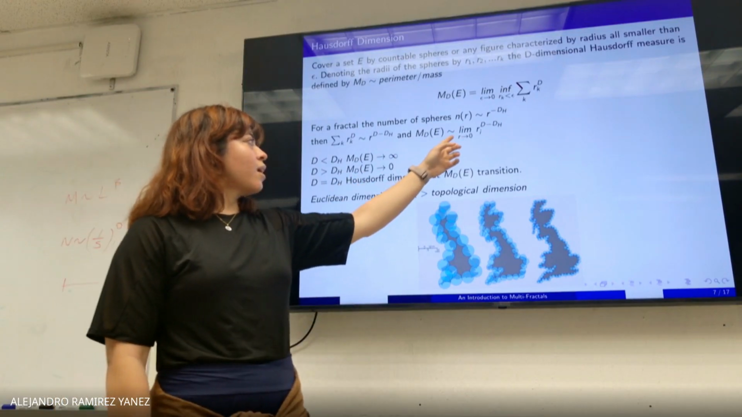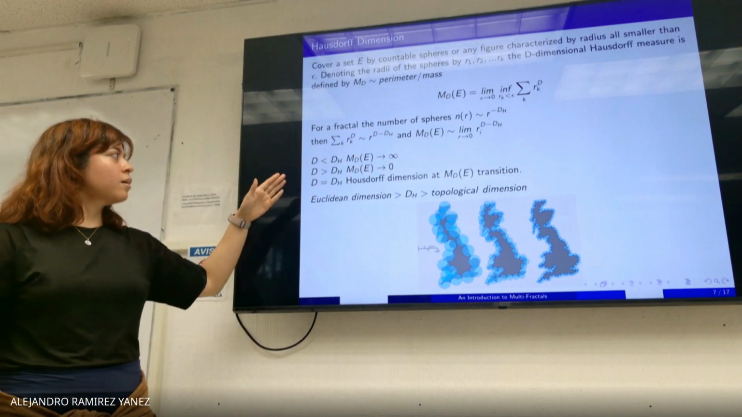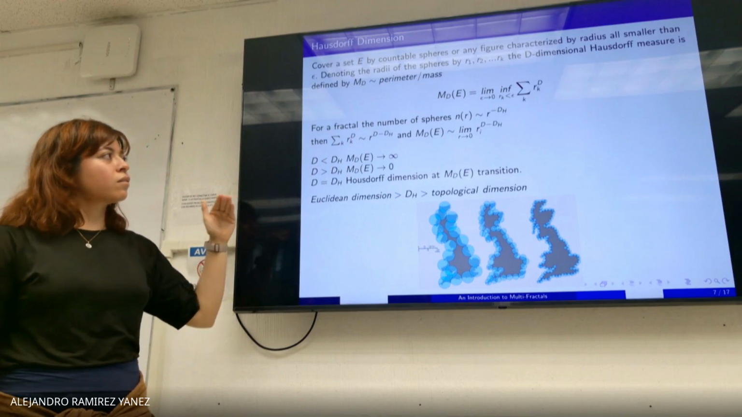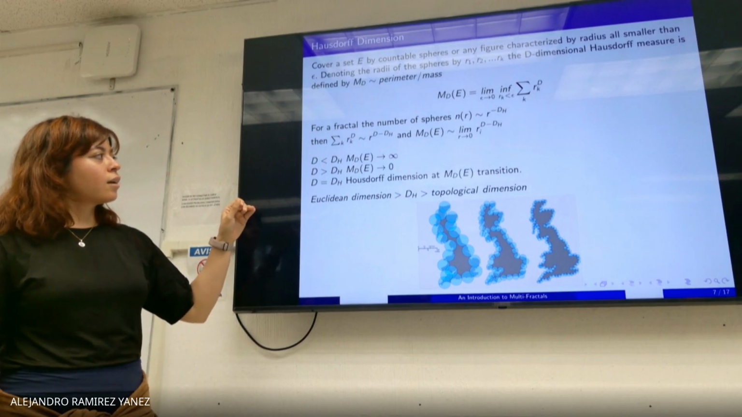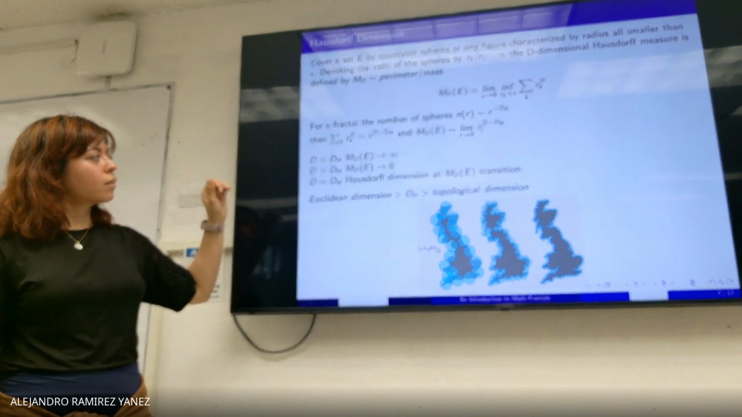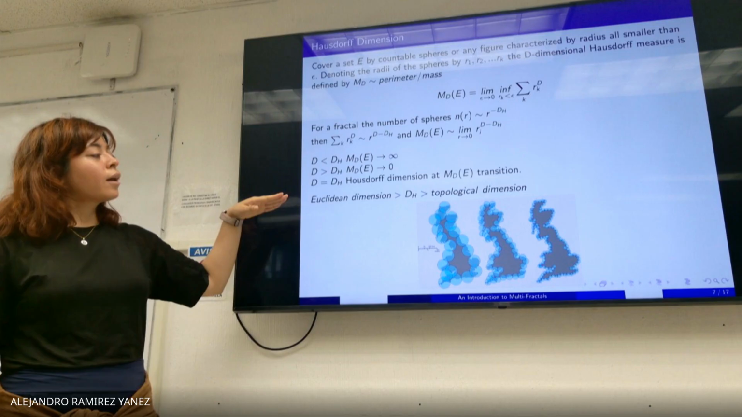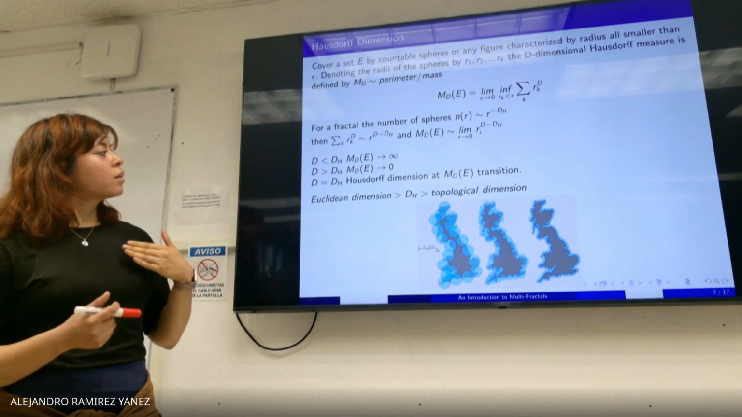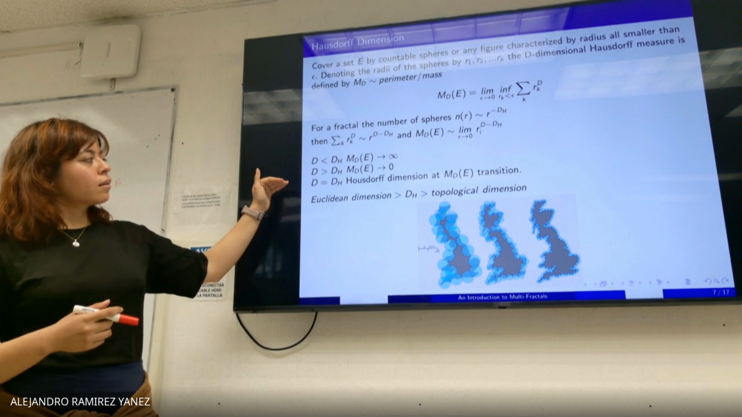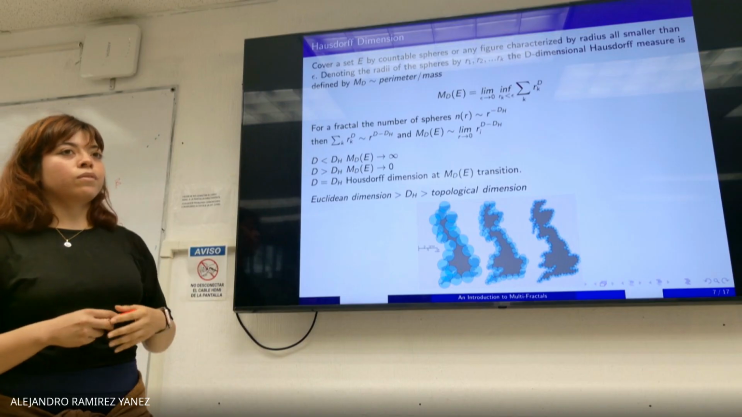And as R tends to 0, we will have two limits. If D is smaller than the fractal dimension, then the measurement tends to infinity. If D is bigger than the Hausdorff dimension, the measure tends to 0. And there is a transition between 0 and infinity, and it's the one that gives us the Hausdorff dimension.